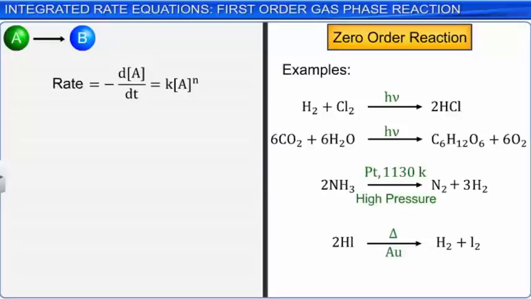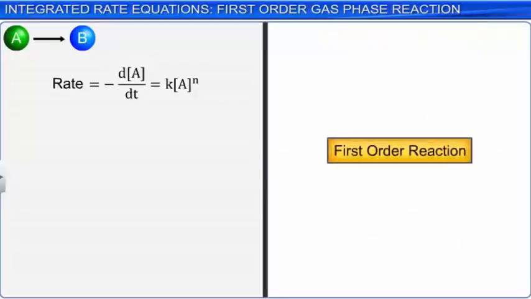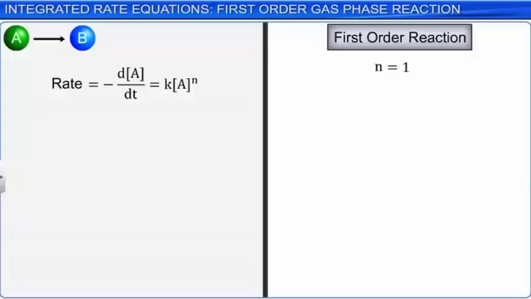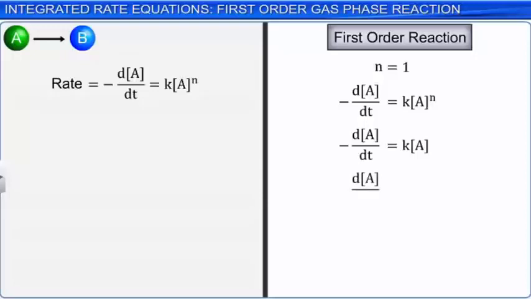Let us now consider a first-order reaction. The reaction in which the rate of reaction is proportional to the first power of the concentration of the reactant is called a first-order reaction. Hence, in a first-order reaction, n is equal to 1. Substituting n is equal to 1 in the differential rate equation, we get minus dA by dt is equal to k multiplied by concentration of A, or dA by concentration of A is equal to minus k into dt.